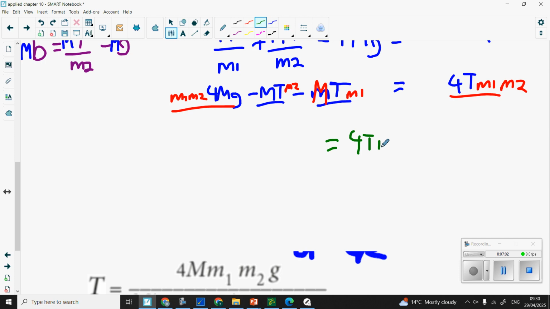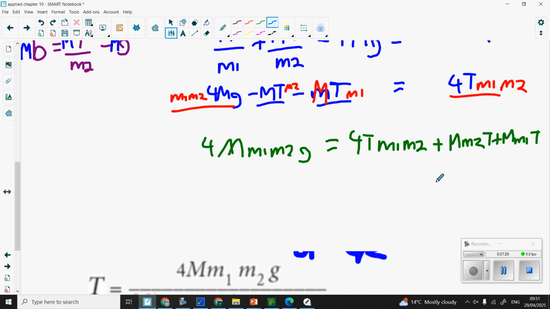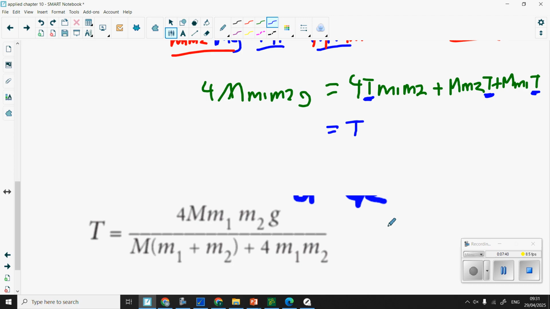So it's going to be 4T m1 m2, plus capital M small m2 T, and then capital M small m1 T, and then on this side it's going to be 4 big M m1 m2 g. I'm nearly at the finish now, aren't I? Factorize out T, and what happens? It comes to the right hand side. I'm going to start cheap by looking at the answer here.